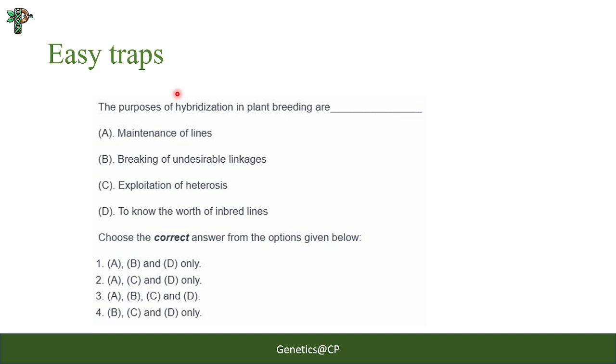For example, think about how you maintain the A line in the utilization of male sterility, like cytoplasmic genic male sterility, CGMS. How do you maintain the A line? By crossing with the B line only. There, hybridization is used for maintaining the A lines. So, maintenance of the lines is also one of the correct answers. That's why ABCD was actually the correct option.